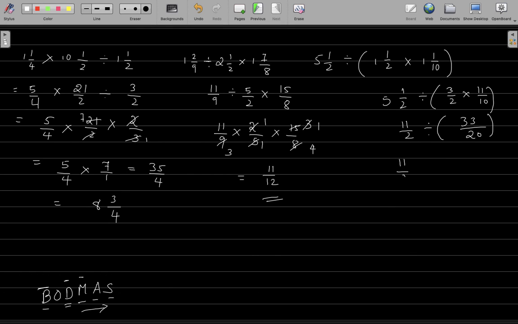Yes. So we have 11 by 2. Division is replaced by multiplication, and we are going to take the reciprocal here, 20 by 33. Now 2 times 1 is 2, 2 times 10 is 20. 11 times 1 is 11, 11 times 3 is 33. That will leave you with 10 by 3. This is an improper fraction, so you can reduce this to a mixed fraction. You can write it as 3 1 by 3.